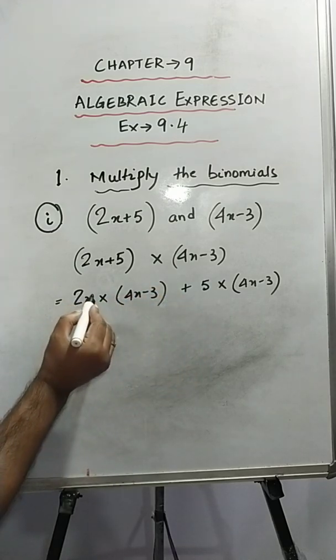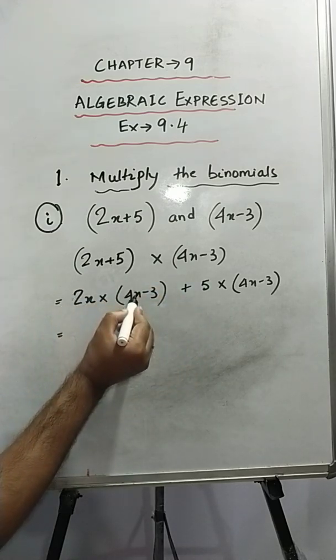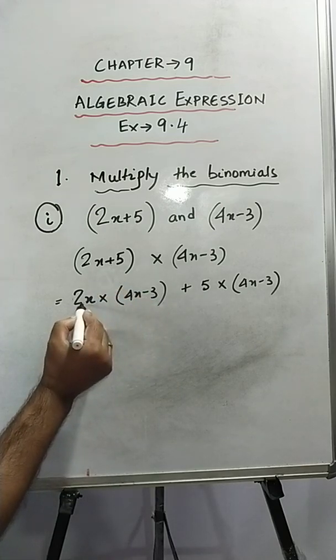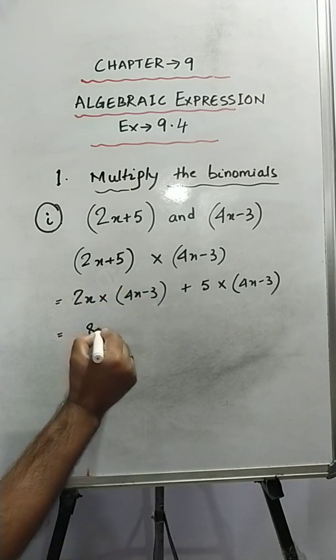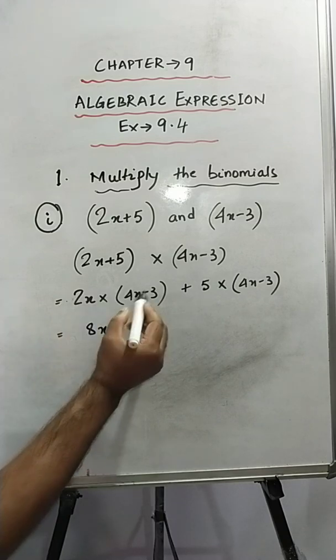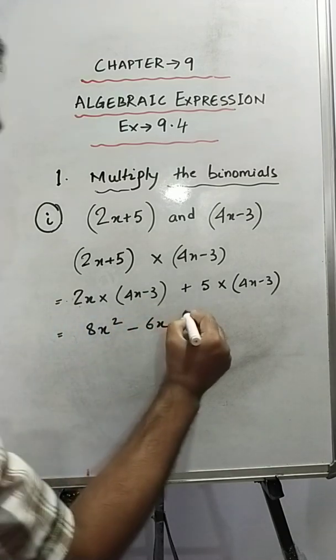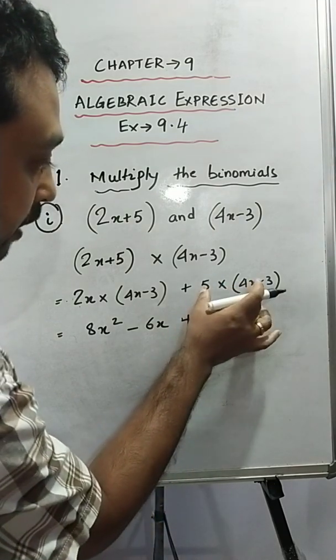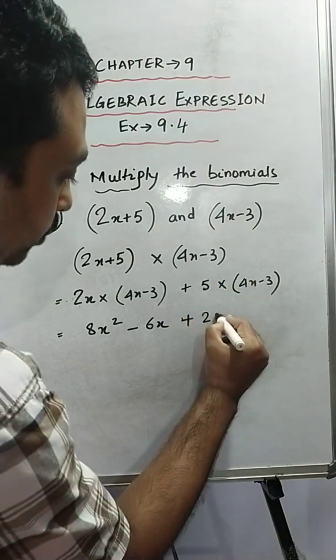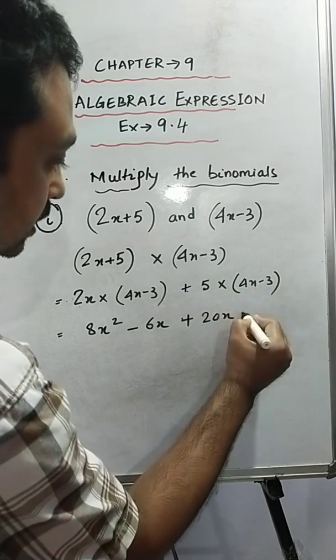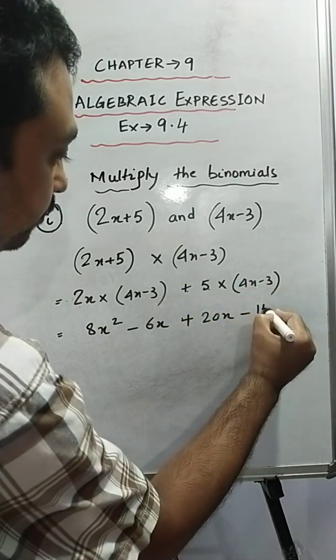So what we have to do? We have to multiply this monomial with all the terms inside the bracket. That is 2x into 4x will give you 8x square, plus minus is minus, 2 3s are 6, and this will be x. Now with 5 you have to multiply this: 5 into 4x will be 20x, plus minus is minus, 5 3s are 15.